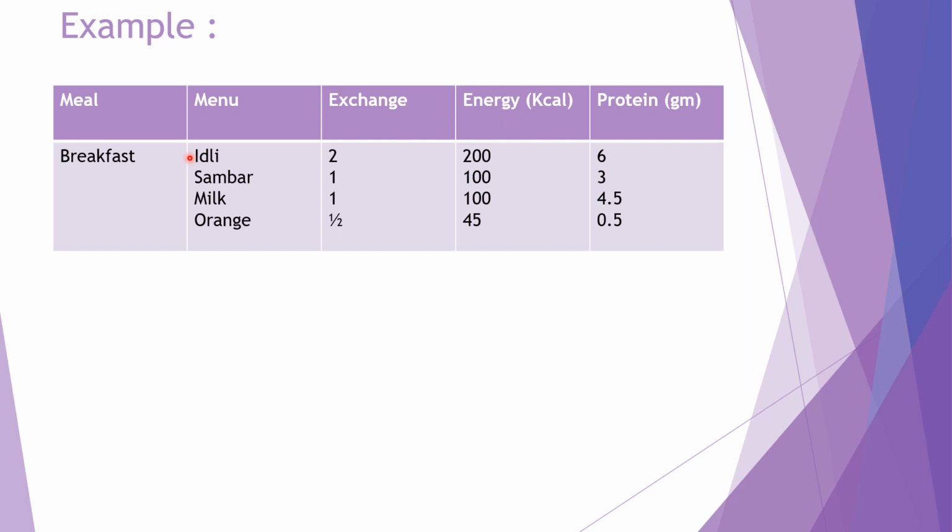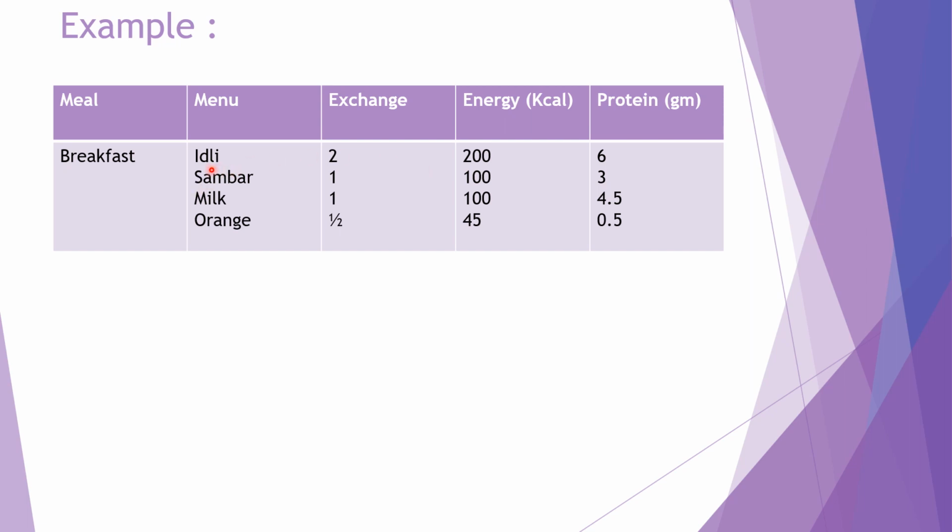So one example we will see here, how to plan the menus, how to plan the meal by using the cooked exchange list. If we are planning the breakfast, we have to firstly select the items. So idli, sambar, milk and orange, based on the age we have to decide this. In the entire day, an adult man should consume 12 exchanges of cereal. If I am providing 2 here, then the remaining 10 exchanges we have to plan in the lunch, snacks and dinner. Like that it can be planned.